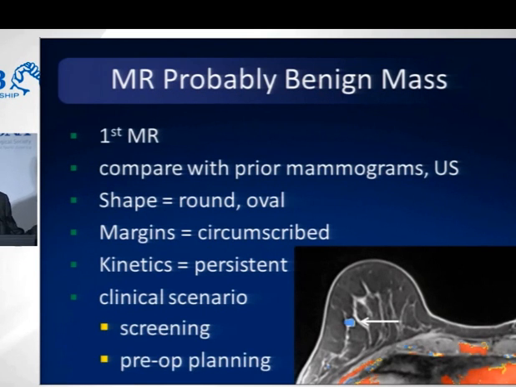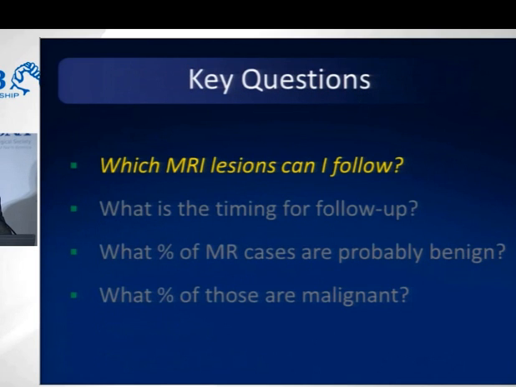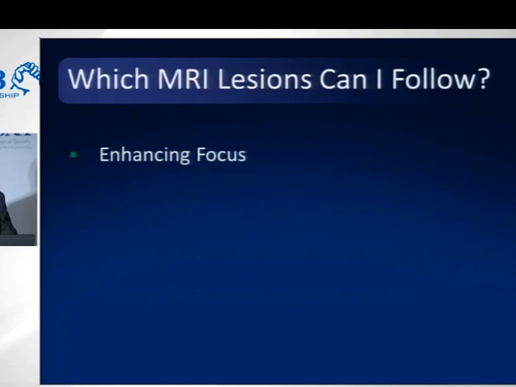So you can follow things off a screening MRI. It is much harder to follow things on a patient who is undergoing preoperative planning. She's about to get surgery. She's about to get chemotherapy and radiation. By and large, we would not follow anything in patients undergoing preoperative MRI because they need an answer now in order to plan intervention. All right, so which MRI lesions can I follow?